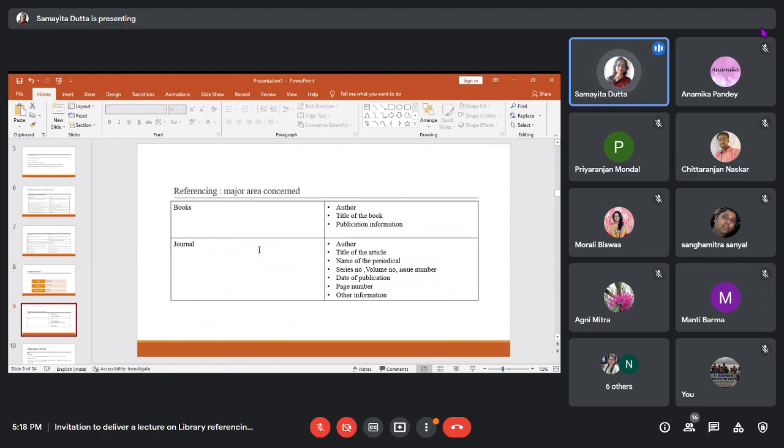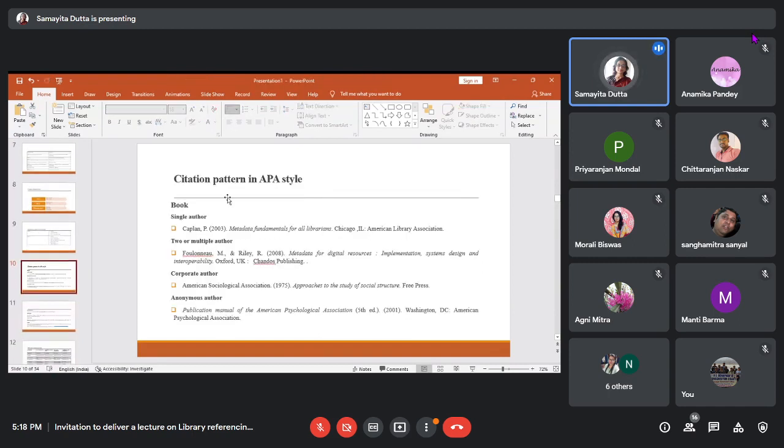First, consider books and journals. These are the major sources you have to cite, but you can cite any documents with the help of the citation pattern, and you can consult the manual of the citation pattern to cite them. If you get the idea of citing books and journals, you can easily cite the others also.